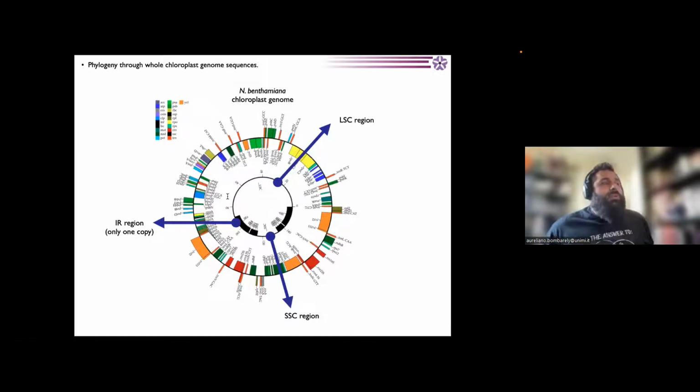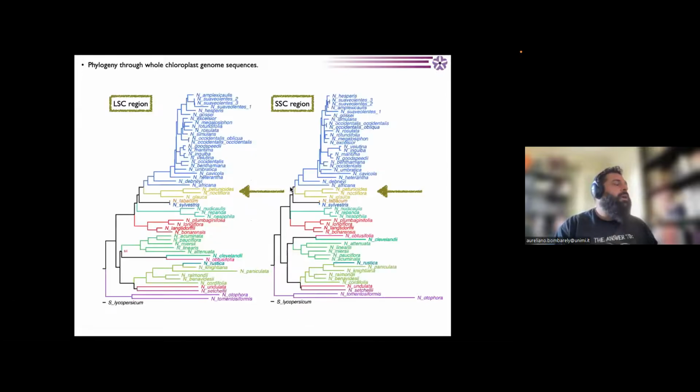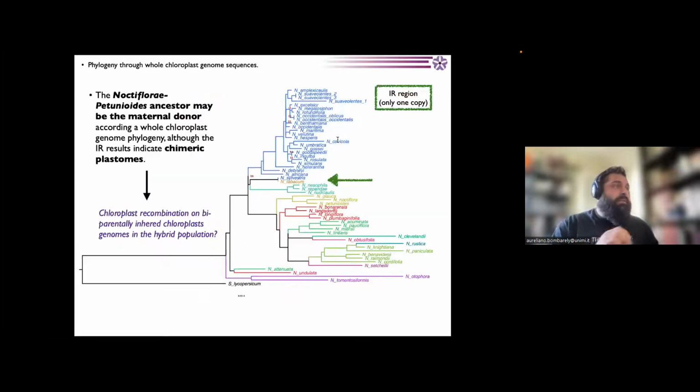So the thing that we did was, okay, let's try to break our chloroplasts into the three most conserved blocks. That could be the inverted repeat, where we use just one copy, and of course the short and the long single-copy regions. And when we did that, we found that the LSC just matched what was known, that is, the Noctiflora section, with Petunioides, Noctiflora, and Glauca, as the closest diploid section to the Suaveolentes. The same thing happened with the SSC region. But when we go to the inverted repeat, we ended with the same results as with the whole chloroplast genome.